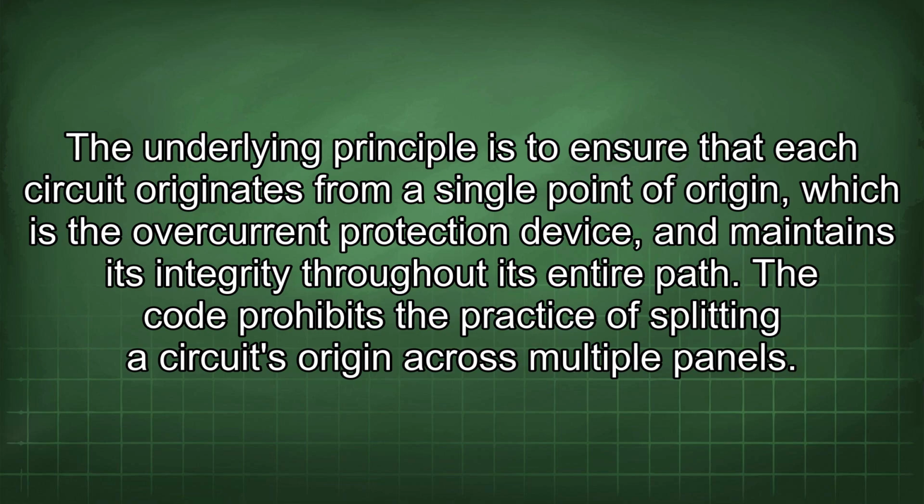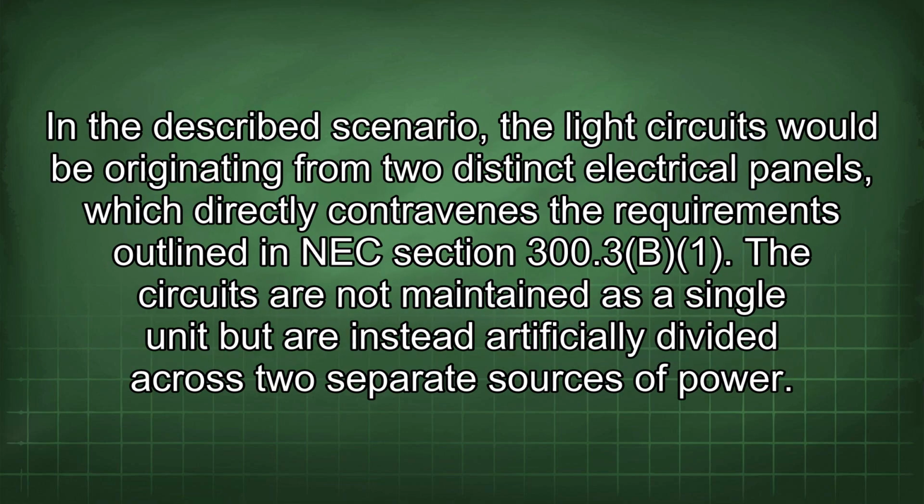The code prohibits the practice of splitting a circuit's origin across multiple panels. In a described scenario, the light circuits would be originating from two distinct electrical panels, which directly contravenes the requirements outlined in NEC section 300.3(B)(1).